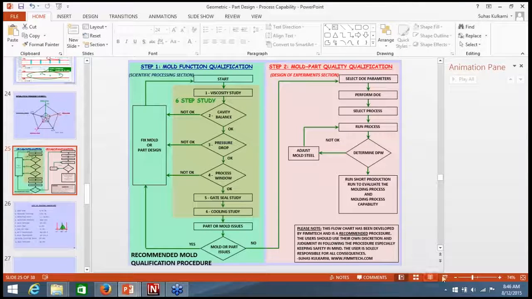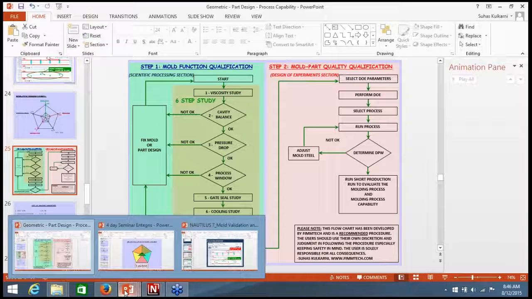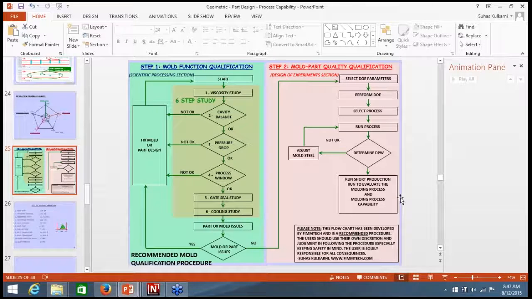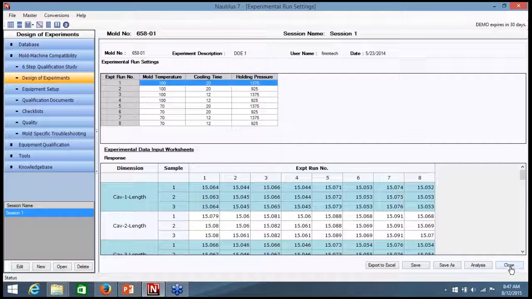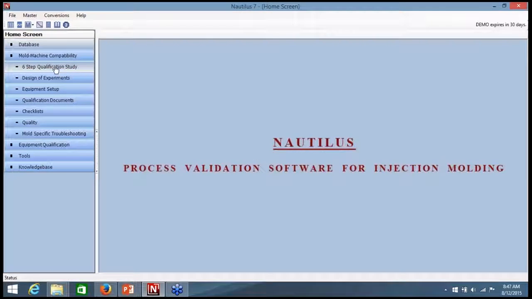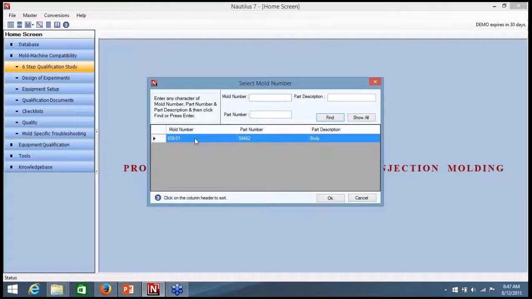Right? It's like this. Unless you can make parts cosmetically, the QC guys are not going to look at it. So what I do is I do what's called a cosmetic process window. That means between what processing parameters can I make parts that are cosmetically acceptable?